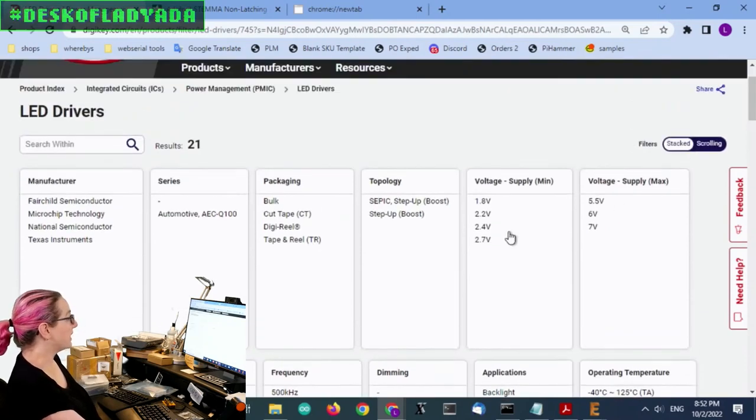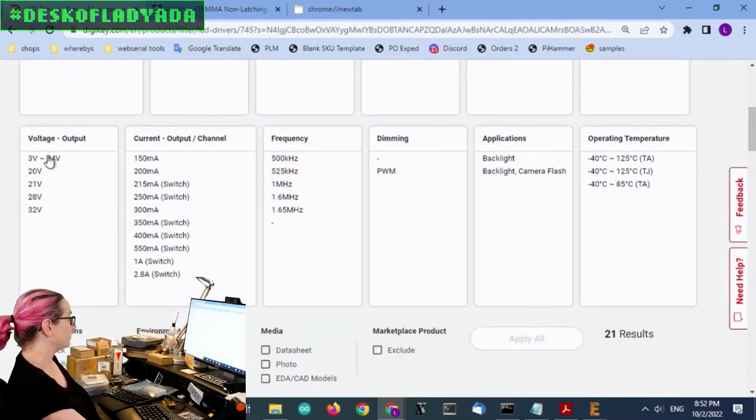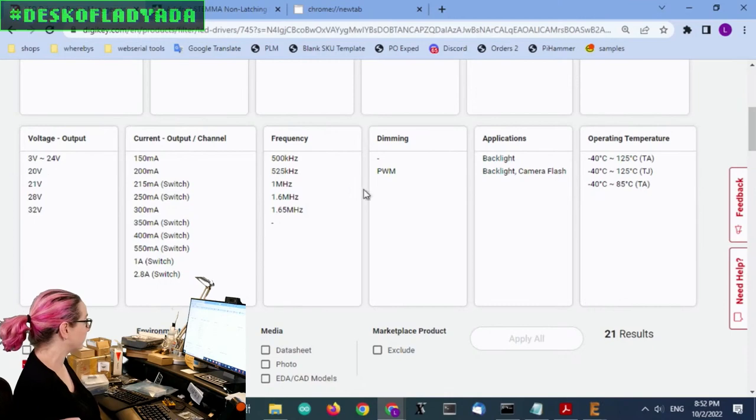The voltage supply max is fine. The voltage supply min, all these are fine. They all cover 3 to 5 volts. That's fine. And the voltage outputs for these are also fine because I just want at least 20 volts.